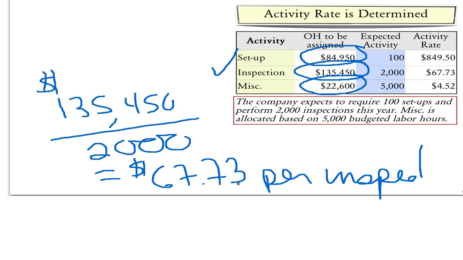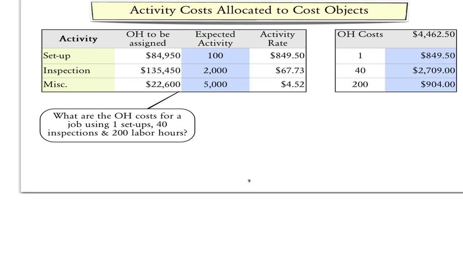What this means then is that every time a job uses an inspection, $67.73 of costs are moved from the inspection activity to the work in process account for that job. Now let's consider the overhead costs assigned to a job that uses 1 setup, 40 inspections, and 200 labor hours.